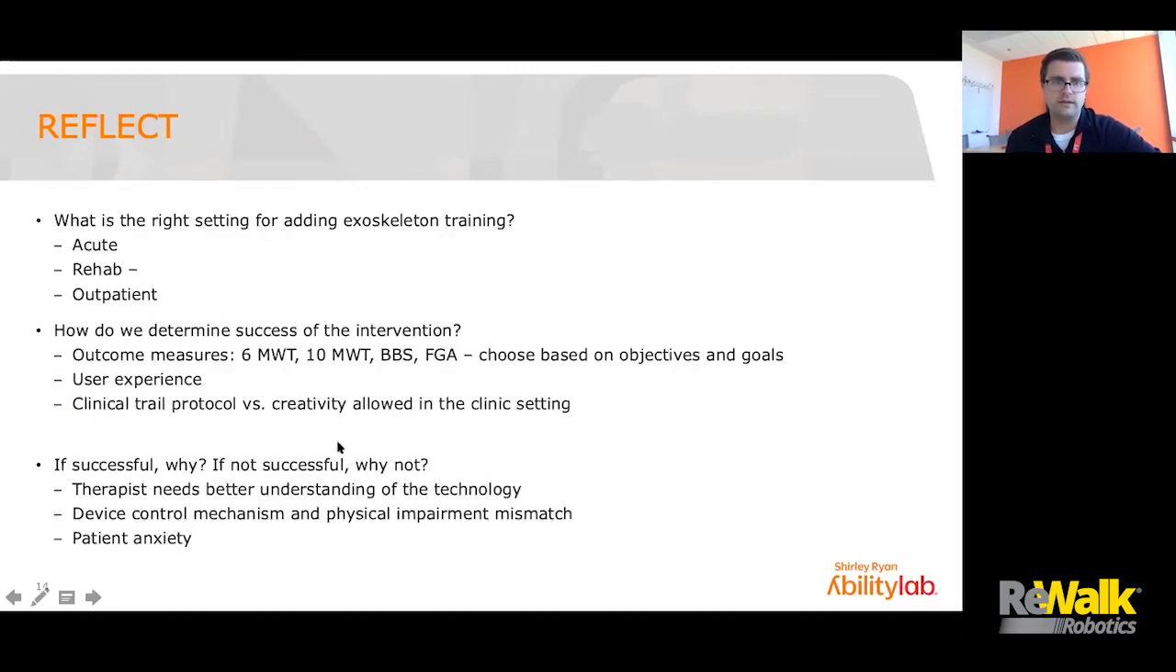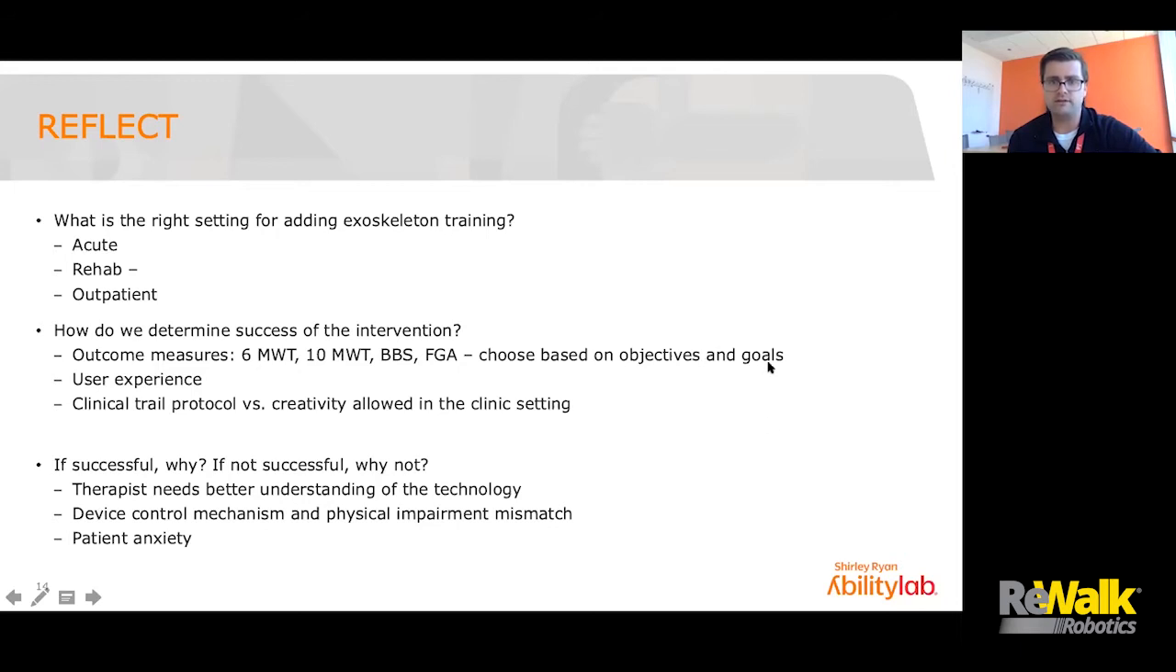And then this is the big one. The reflect is really where you figure out, am I doing this right? Am I achieving my goals? And if not, what can I do to get better, or what device can I use as an alternate? So thinking about the setting where you're seeing the patient, acute, rehab, or outpatient, I think they all potentially have benefits. It leans a little more towards rehab or outpatient, definitely, but certainly doesn't rule out anything in acute care.